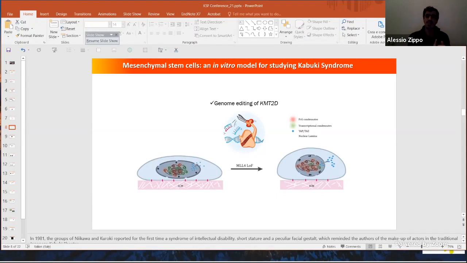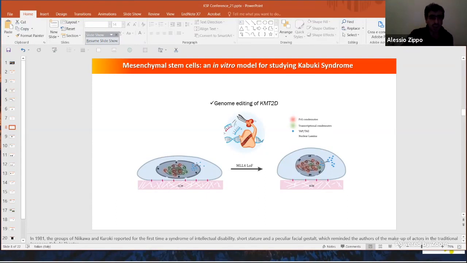So we took these mesenchymal stem cells and we used, let's say, an engineering approach called genome editing, which allowed us to mimic the mutation state that you may find in Kabuki patients. So basically, we reintroduced the mutation of the KMT gene into this biological system. We did it on one single copy, so phenocopying what you would have at the genomic level in Kabuki patients.